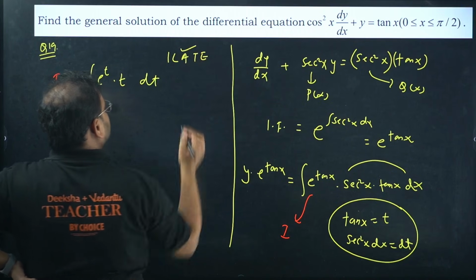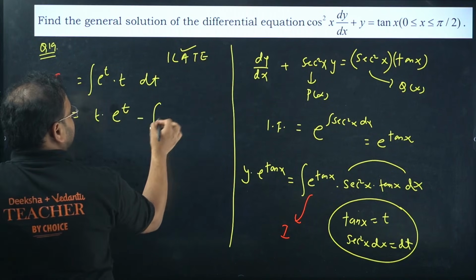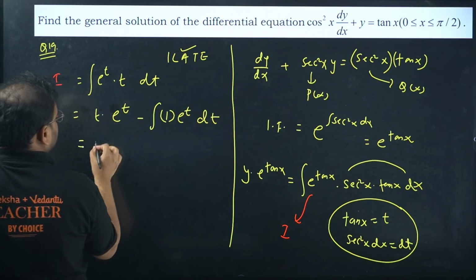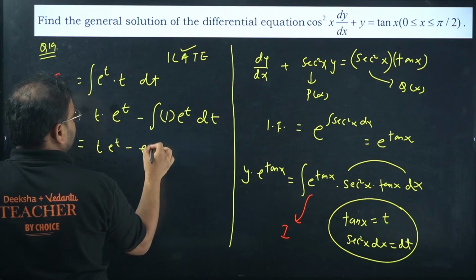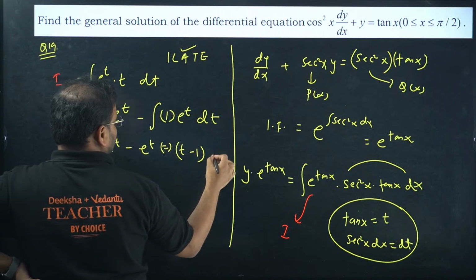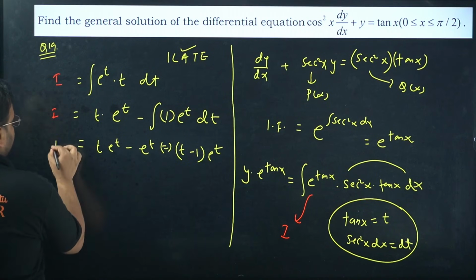Again, algebra has a preference, so t as it is, integrate e power t is e power t minus derivative of t is 1, integrate e power t as e power t dt. Answer is t e power t minus e power t. So basically t minus 1 times of e power t, correct? T minus 1 times of e power t, that is my integration I.